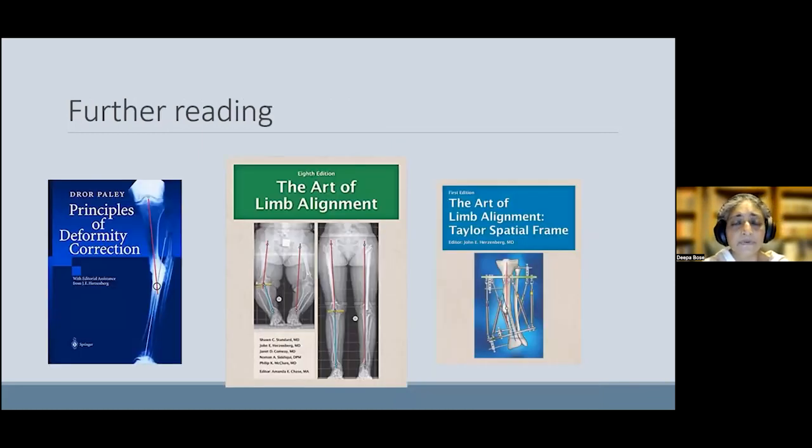For further reading on this topic, I have given you some suggestions. Dror Paley's Principles of Deformity Correction is the Bible of deformity correction. However, you may also like to read The Art of Limb Alignment by other authors, and this is slightly easier to read and to understand. And the same authors have also written The Art of Limb Alignment using a Taylor Spatial Frame.